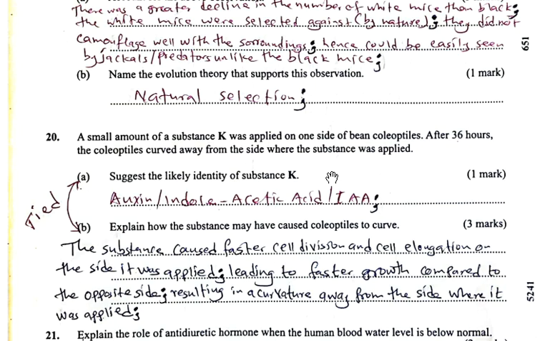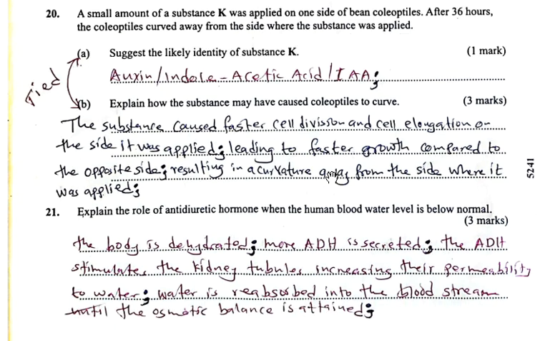Question 20. A small amount of substance K was applied on one side of bean coleoptiles. After 36 hours, the coleoptiles curved away from the side where the substance was applied. Part A suggests the likely identity of substance K, that is auxin. An example of auxin we have is indoleacetic acid.